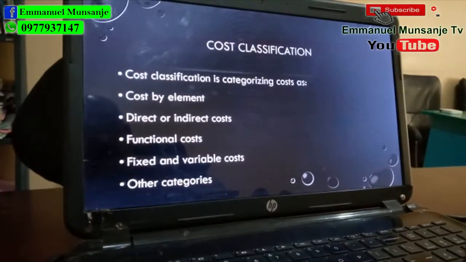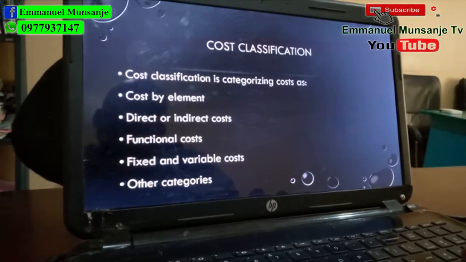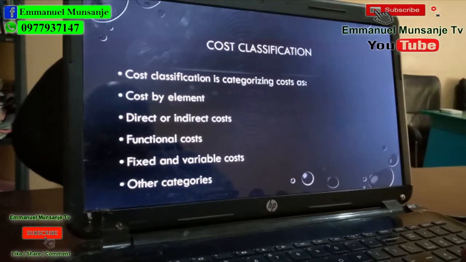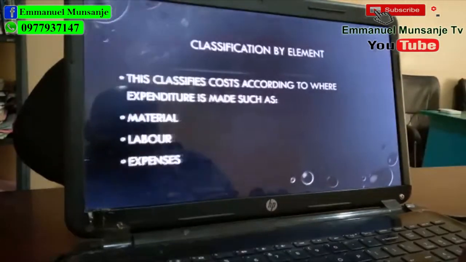Chapter 2 talks about cost classification. When you look at classification, it means putting the cost in groups. There are many ways in which you can classify or put costs in groups. You can classify them either by element, either as direct or indirect cost, functional cost, fixed and variable cost, or other categories. Let's see what it means.